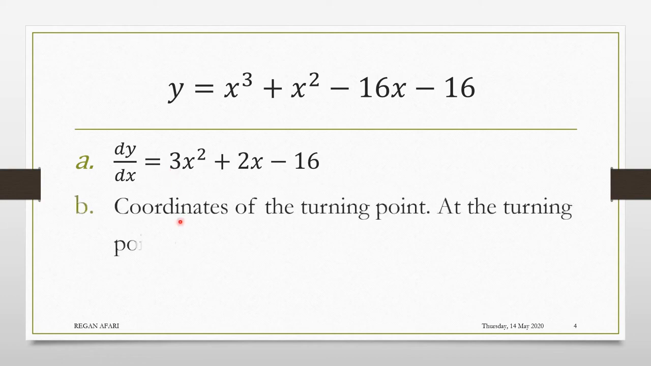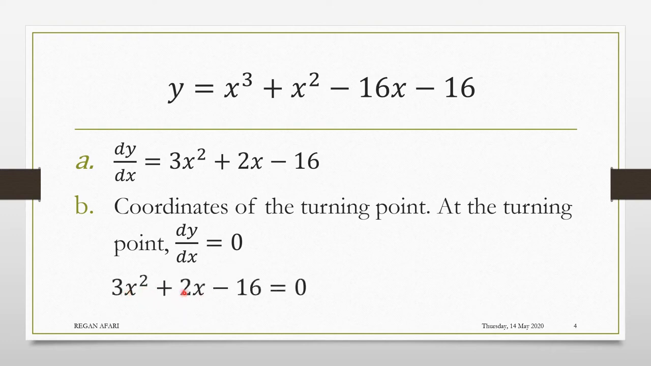What does part B say we should do? Find the coordinate of the turning point. Well, at the turning point, we saw from our curve that dy/dx equals 0, right? So what we have to do is take this gradient function that we have achieved and set it to 0. Why? Because we said at the turning point, dy/dx equals 0. So that's what we are going to do. Right, so we will set it to 0. This is a quadratic that we are going to solve.